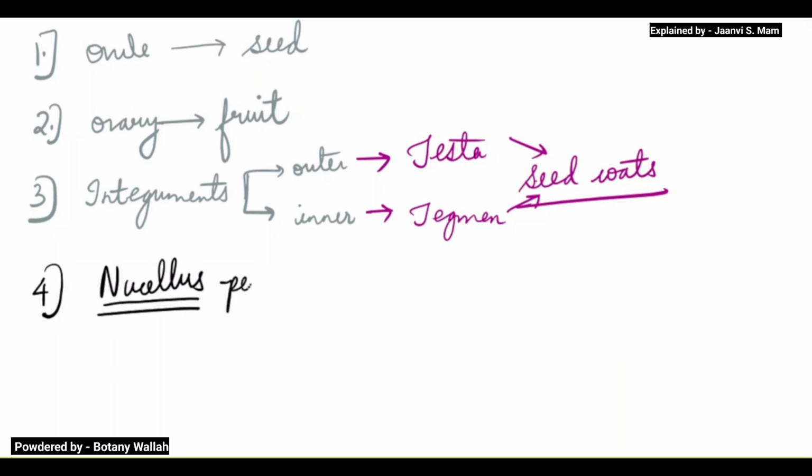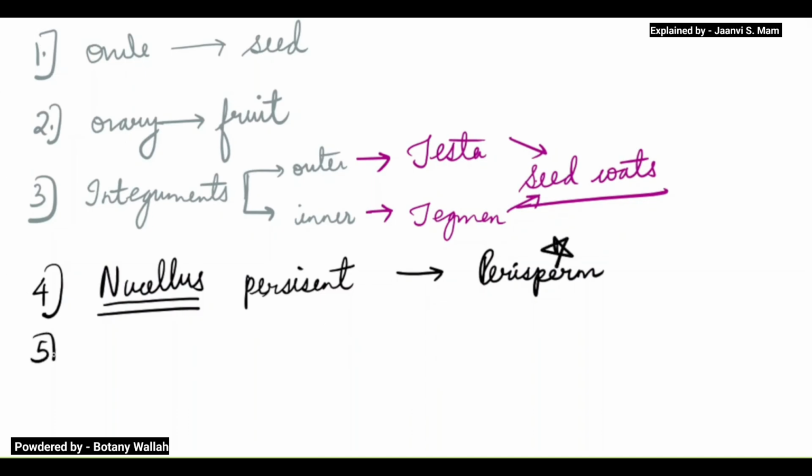If suppose nucellus is persistent, meaning it is present even after fertilization, in the post fertilization stage it is present with the seed and fruit, then we can call the persistent nucellus perisperm. So these are the four conversions.